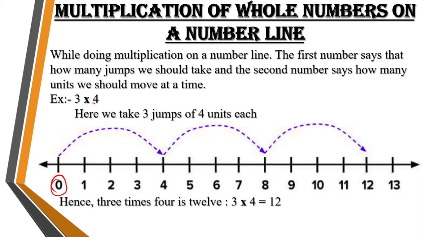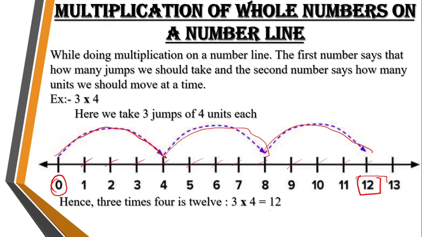And then we should check the second number. So the second number is 4 here. So 4 units each. There should be a gap of 4 numbers. So starting from 0, 1, 2, 3, 4. 1 jump. Again 1, 2, 3, 4. Second jump we got 8. Again 1, 2, 3, 4. The third jump we got our answer as 12. So that's it. 3 into 4 is 12. On the number line also it's 12 only.